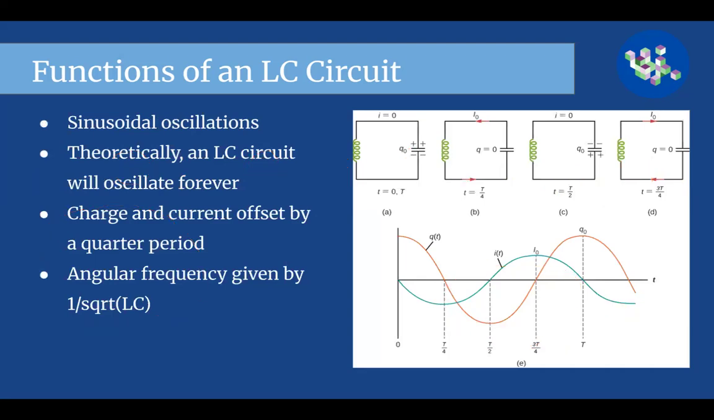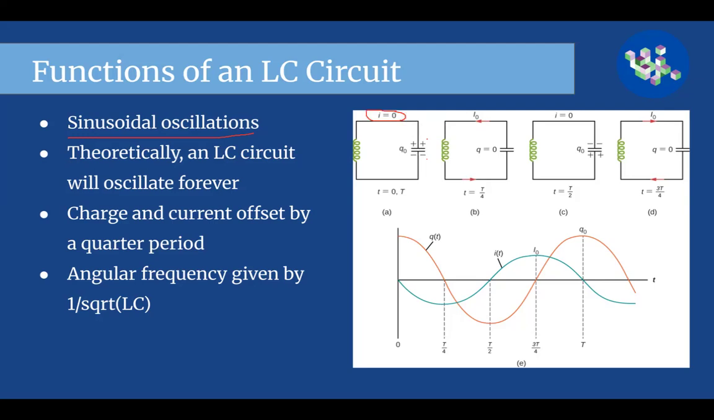So an LC circuit, as I just discussed, has these sinusoidal oscillations, and it'll oscillate forever. As you'll see in a couple of minutes, it won't oscillate forever if you add a resistor. But anyway, you can see here what I described at time t equals 0. You have a positive and a negative Q naught on the plates of the capacitor, and the current is 0.